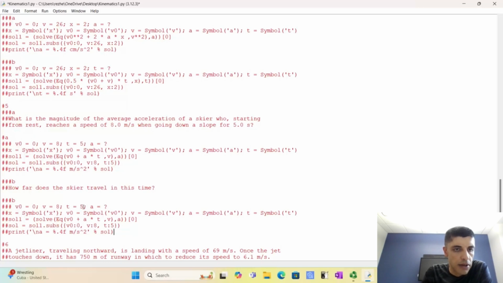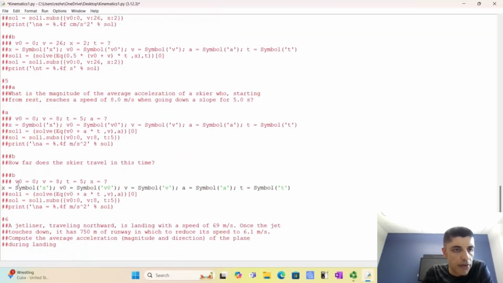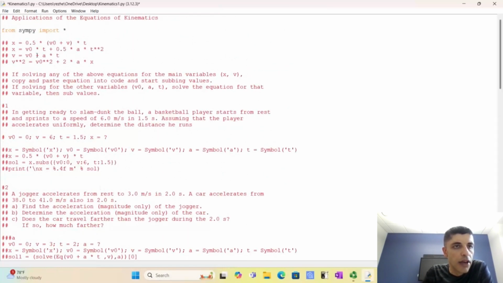So we actually found T, and now we're solving for X here. It says, how far does the skier travel? So that is a displacement. So X is the unknown variable in this case. But notice here, we can just copy and paste the equation that we need from above, because that has V0, V, X, and T. And we don't need to solve for any other equations. V0, V, X, and T.